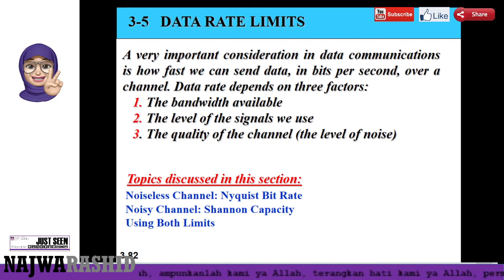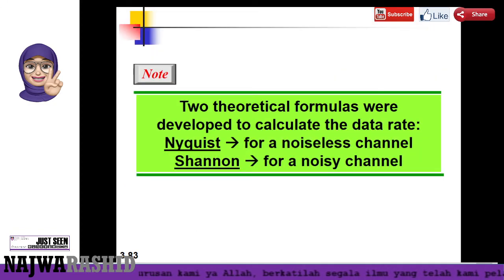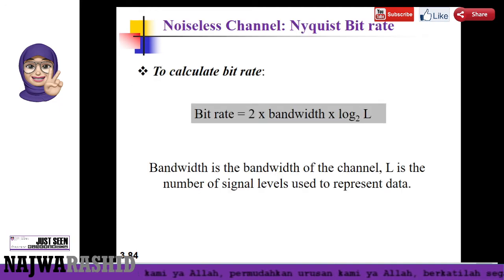There are two theorems or formulas that will be discussed: Nyquist bit rate and Shannon capacity. Based on those formulas, we calculate the bit rate. The Nyquist theorem is for the noiseless channel, and Shannon capacity is for the noisy channel. You need to remember that Nyquist is for noiseless, Shannon is for the noisy channel.